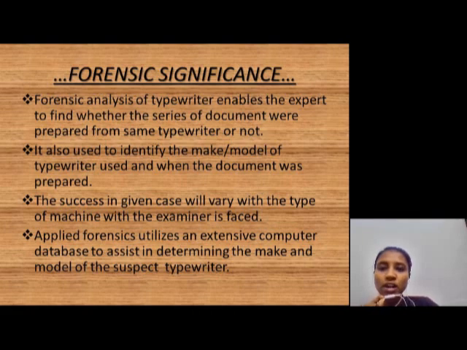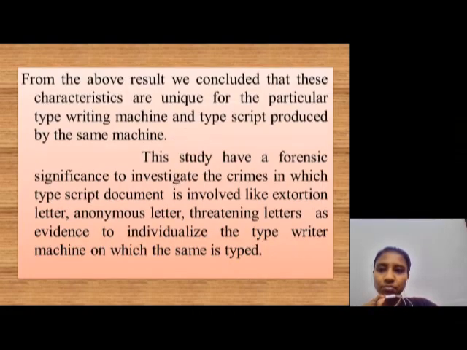It is also used to identify the model of the typewriter used to write a document. The success in a given case varies with the type of machine the examiner is faced with. Applied forensics utilizes an extensive computer database to assist in determining the make and model of the suspect typewriter.